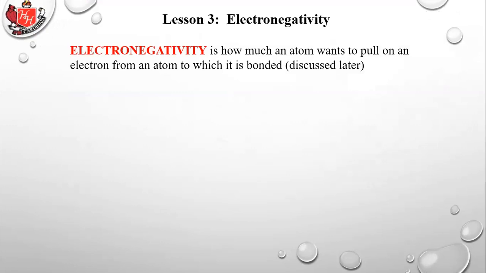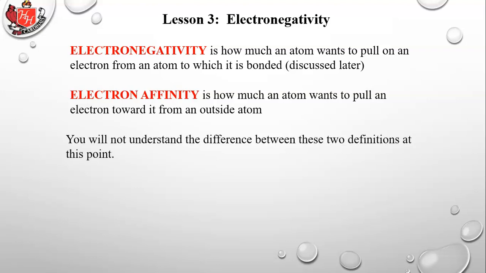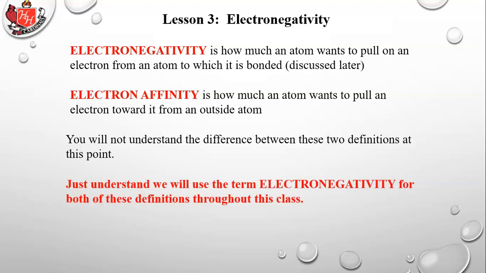Electronegativity is how much an atom wants to pull on an electron from an atom to which it is bonded, and we'll discuss that concept later. Electron affinity is how much an atom wants to pull an electron toward it from an outside atom, from outside of itself. Now, you will not understand the difference between these two definitions at this point, but just understand that we use the term electronegativity for both of these definitions throughout the class, so you will probably never hear the term electron affinity ever again.